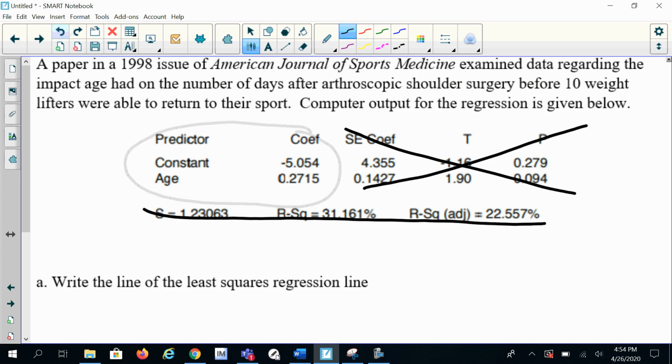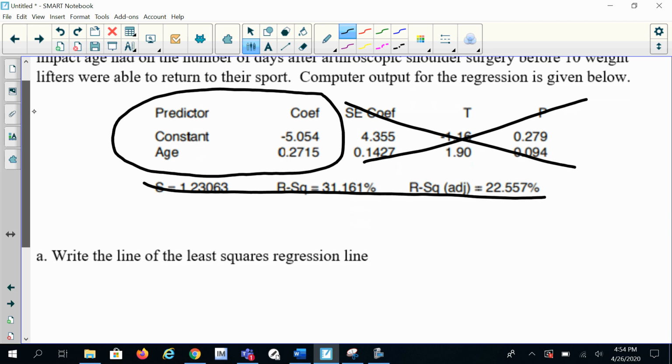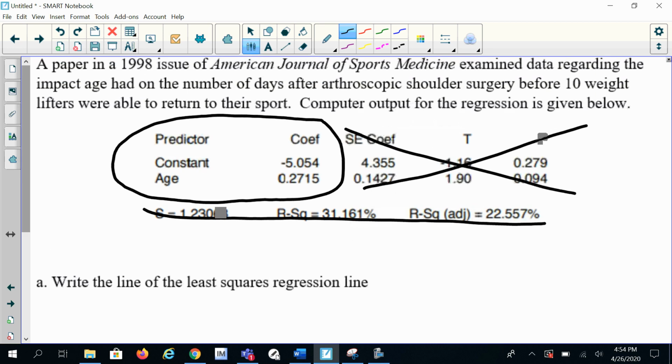So always look for the first two columns of the table. Sometimes it says coefficient. It varies, but it will usually have two words, one word's constant, and then the numbers next to those are going to be the two numbers you need. So for the LSRL here, we need to look through here.